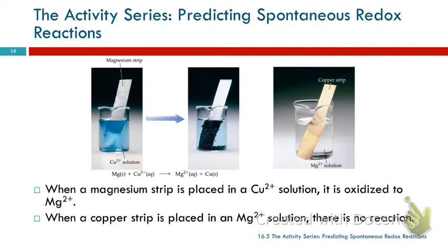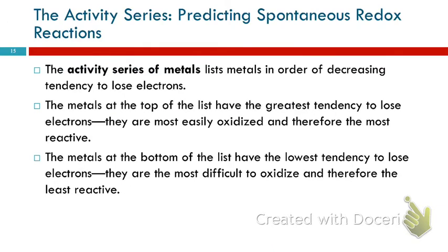So why? How do we predict what reaction will happen and which one will not? We use the activity series. It lists metals in order of decreasing tendency to lose electrons. When metals react, they do so by losing electrons. So the metals at the top of the list are the most reactive. The metals at the bottom of the list are the least reactive.